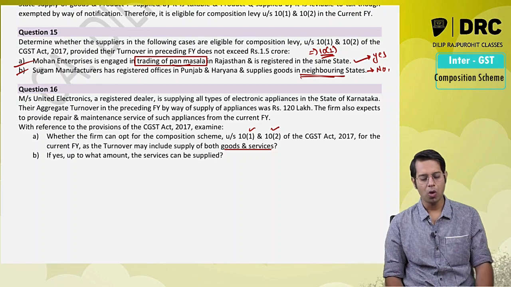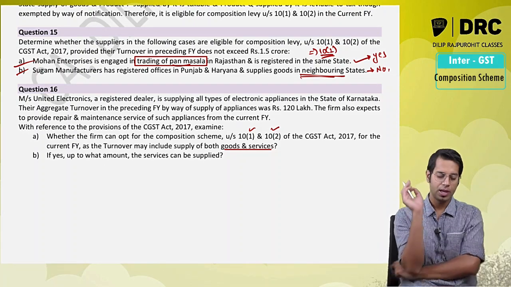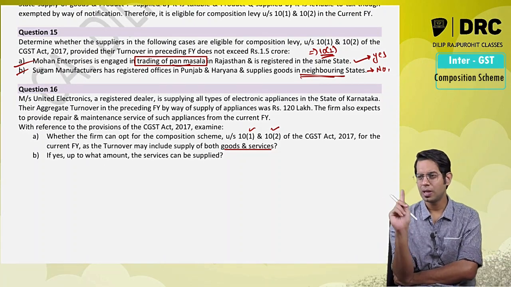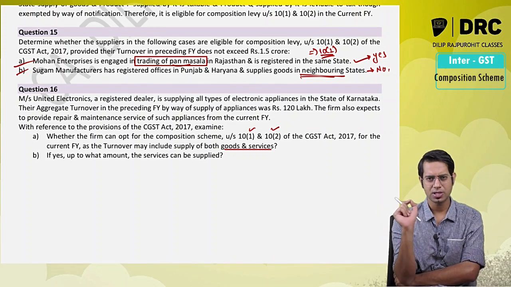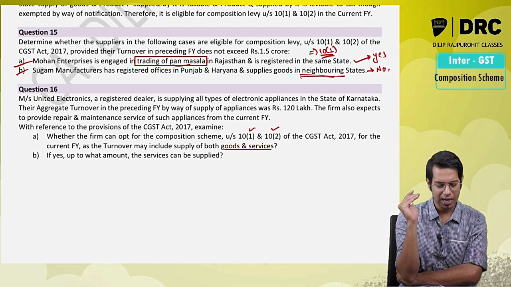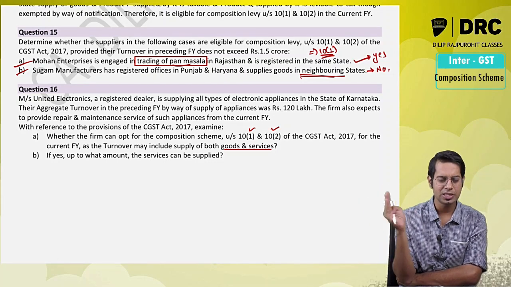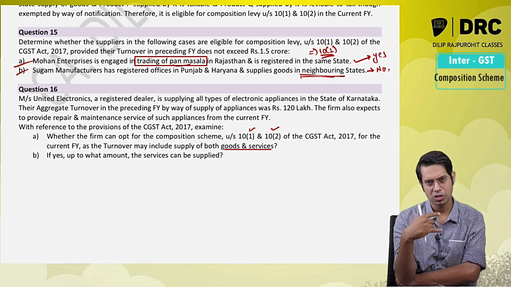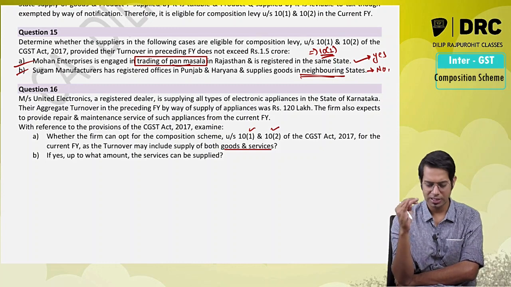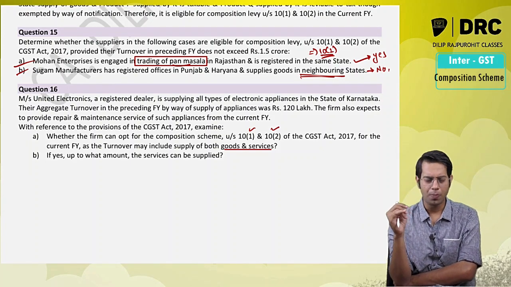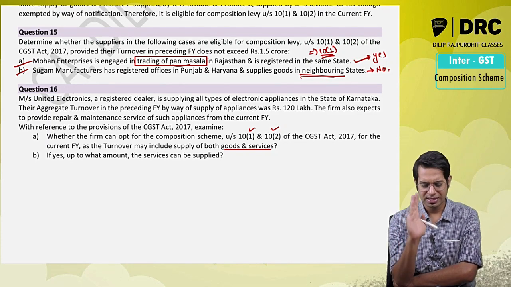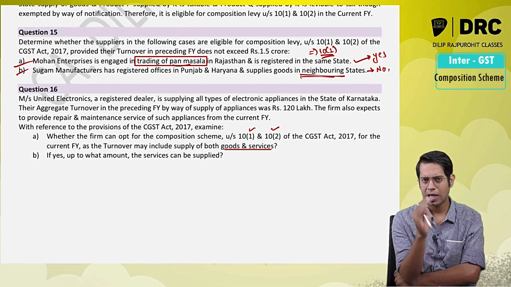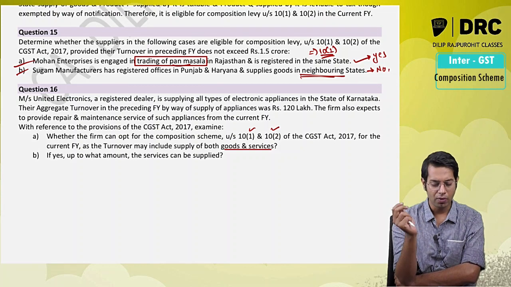Now, can it opt for composition scheme? Now, that is the beauty. Can it opt for composition scheme because it is supplying goods as well as services? Can it opt as per section 10 subsection 1 and 10 subsection 2? Answer is yes. Since the aggregate turnover is not exceeding 1.5 crores, it can opt for composition scheme because it is doing business in Karnataka. For the state of Karnataka, the limit is 1.5 crores.